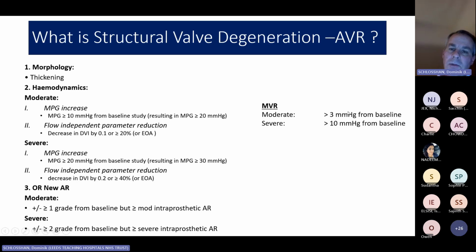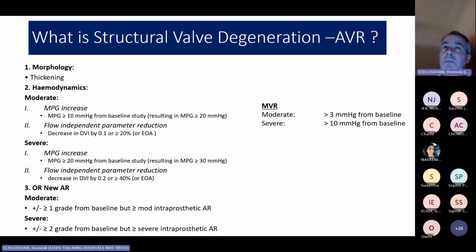In the mitral valve, you talk about an increase of baseline from 3 and severe of 10. And the severity, again, is a little bit arbitrary, but I suppose it's still something to use. So a severe valve degeneration, the increase of mean gradient is 20, and the decrease of DVI is 0.2 or more than 40%. So that's, of course, when the valve is stenotic.